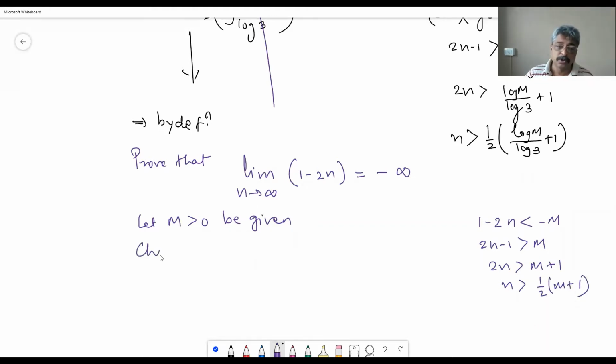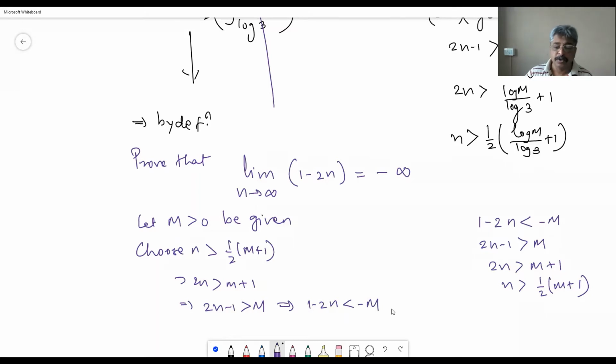Choose n greater than 1/2 (M plus 1). This implies 2n greater than M plus 1, implies 2n minus 1 greater than or equal to M, implies 1 minus 2n is less than minus M, hence proved. Okay, this is the method of doing it.